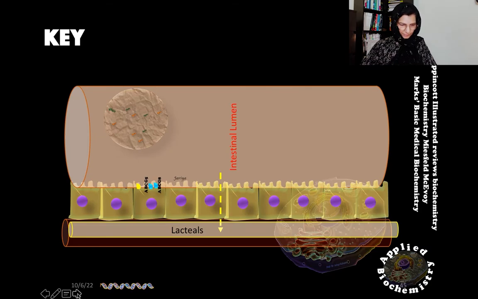These are going to form a micelle, and the micelle is going to dock at the brush border of the intestine, and the contents of the micelle are going to enter the enterocytes. It is a diffusion process. The micelle as a whole is not going to enter the enterocyte, it is just going to dock, and the contents of the micelle are going to enter the enterocyte.